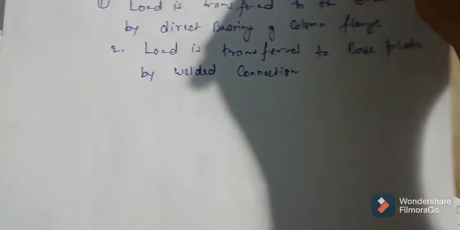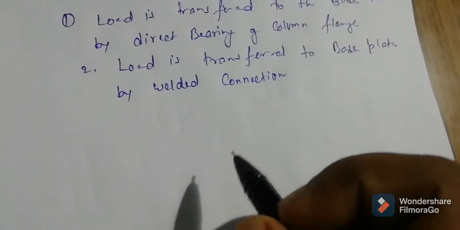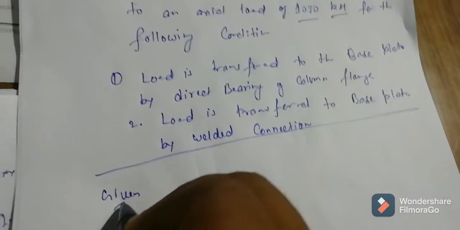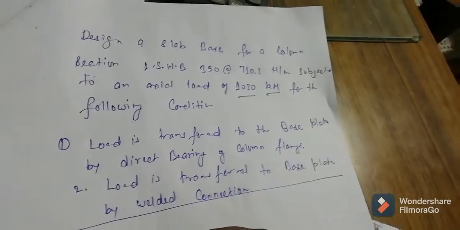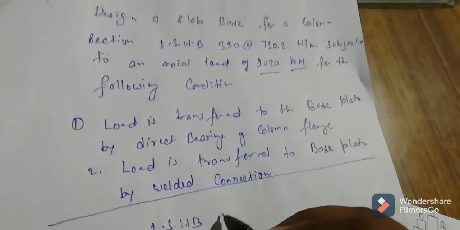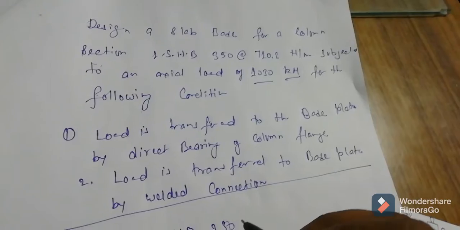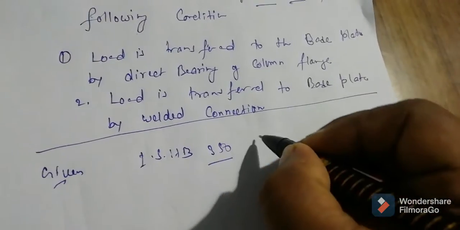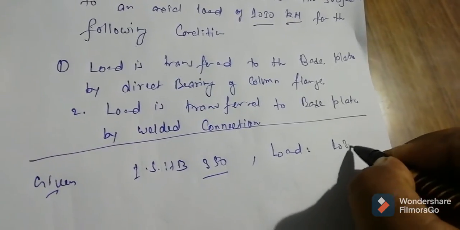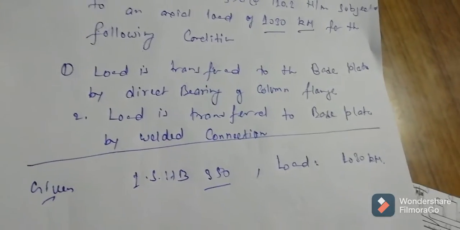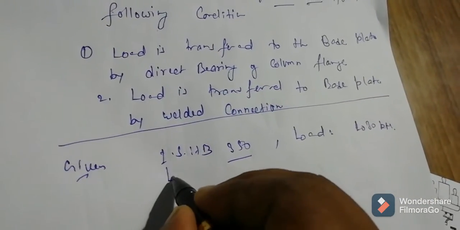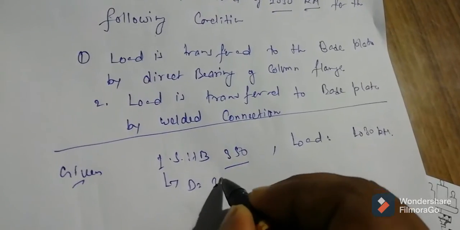So now here, as you know, first we have to assume. First write the given. What is the given? Column ISHB 350, and load equal to 1030 kilonewton. So our ISHB, D equal to 350.